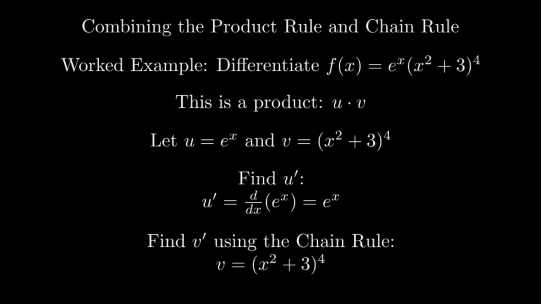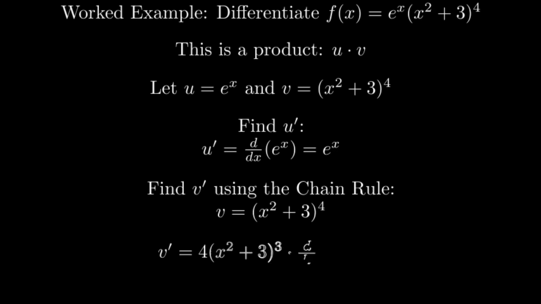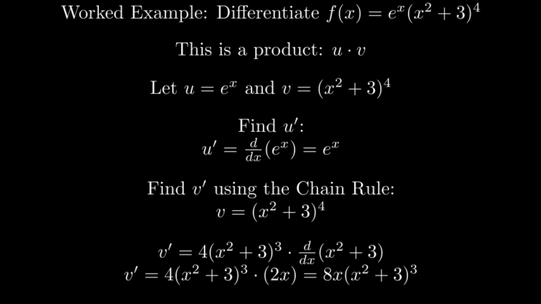The outer function is something to the power of 4, and the inner function is x squared plus 3. Applying the chain rule, we get the derivative of the outside, which is 4 times the inside to the power of 3, multiplied by the derivative of the inside, which is 2x. Simplifying, v prime is 8x times x squared plus 3 cubed.